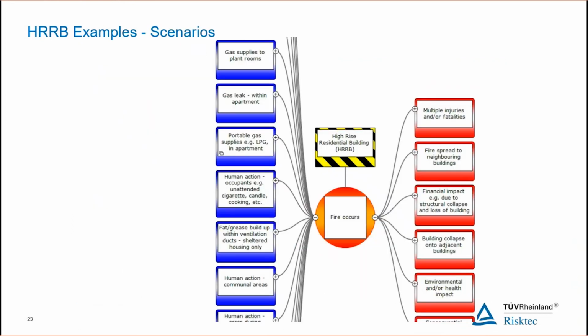So this is an example of a bow tie. This is looking at an entire building. Maybe you want to look at a particular floor or a particular activity, so you could do a smaller bow tie looking at different things. This one is looking at fire occurring. These might be things that cause the fire to occur, and then these are the potential outcomes.